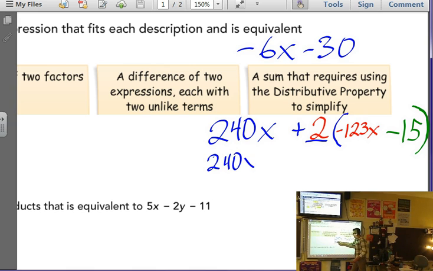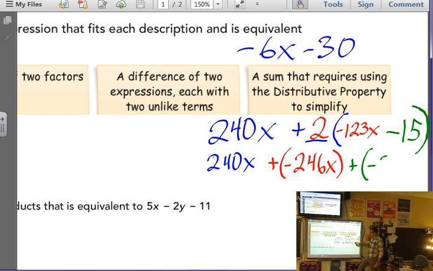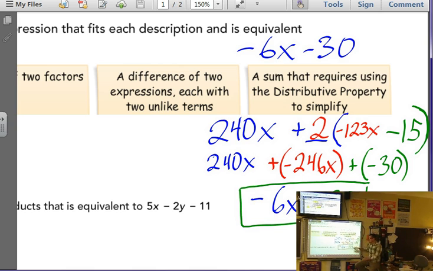My 240x drops down. My distribution gives me a negative 246x. My other distribution gives me a negative 30. And when I combine these values, I get negative 6x minus 30. Woo. Any questions?